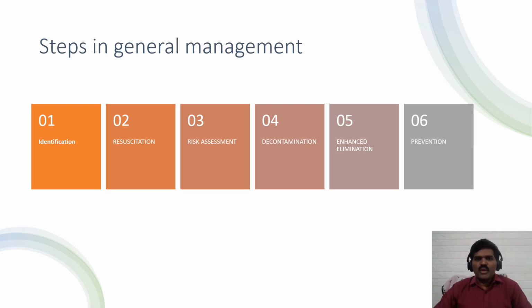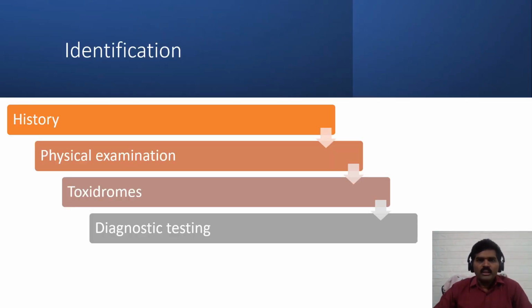Steps in general management of poisoning: first and foremost, you need to identify a poisoned victim. Your management starts with resuscitation, a risk assessment, decontamination, enhanced elimination, and you need to concentrate on prevention of further poisoning. Identification of a poisoned victim is done based on the history, physical examination, the symptoms and signs that fit into a toxidrome, and some diagnostic testing.